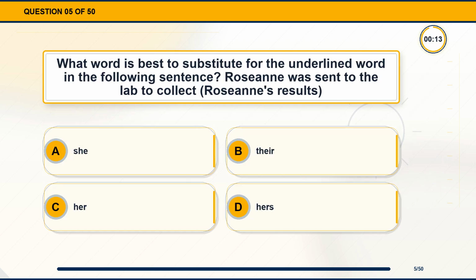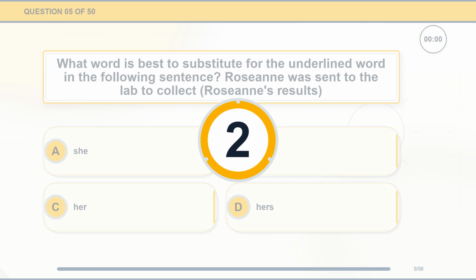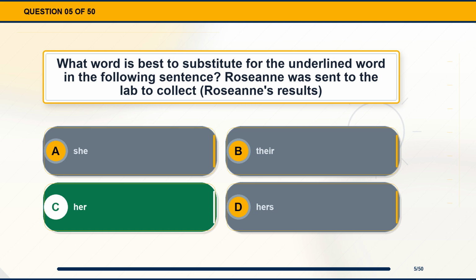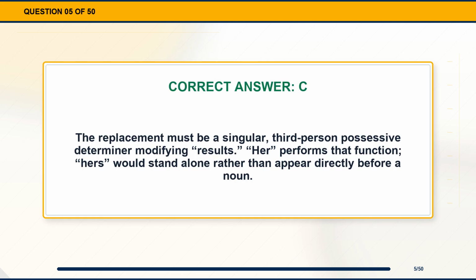Question 5. What word is best to substitute for the underlined word in the following sentence? Roseanne was sent to the lab to collect Roseanne's results. Option A, she. Option B, their. Option C, her. Option D, hers. The correct answer is option C, her. Explanation. The replacement must be a singular, third-person possessive determiner modifying results. Her performs that function, hers would stand alone rather than appear directly before a noun.